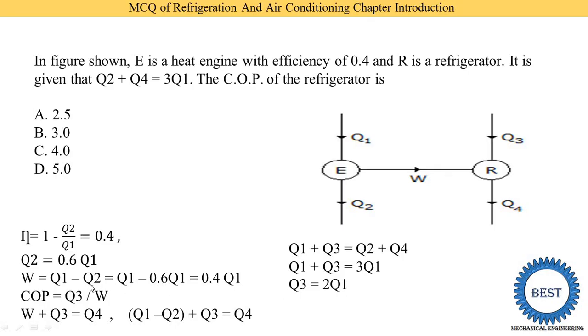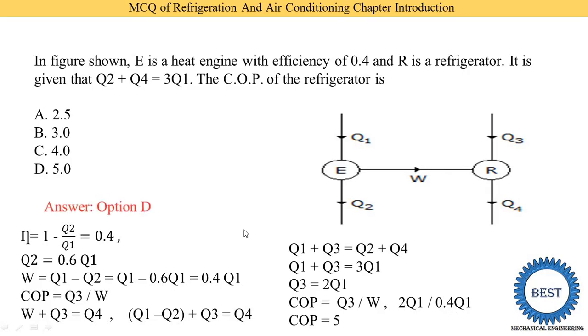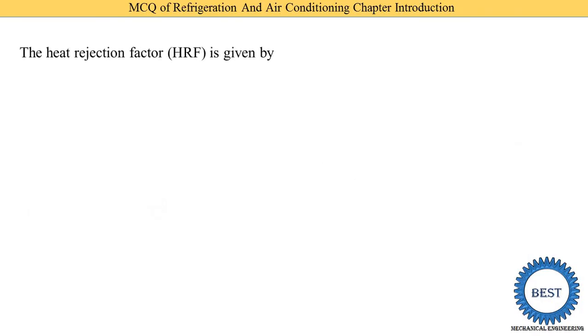Now, in the equation of COP, we put this answer. So here COP is equal to Q3 by W. Now the answer of Q3 is equal to 2 Q1, and the answer of work done is equal to 0.4 Q1. So Q1 cancels, and 2 divided by 0.4, the COP is equal to 5. So what is our answer? Option D, 5 is our correct answer.